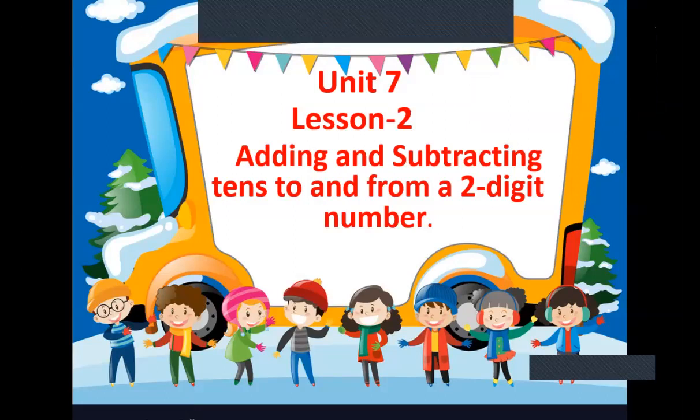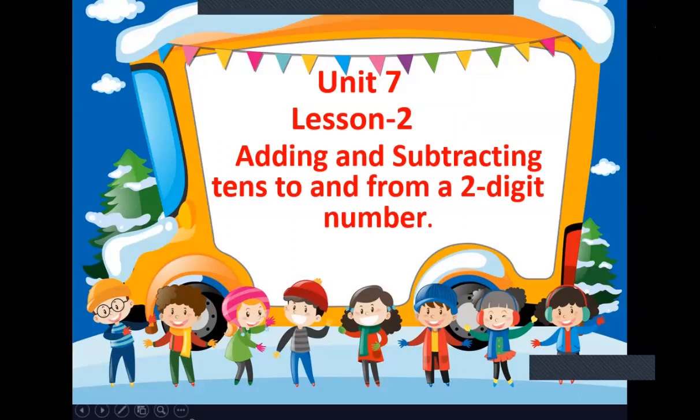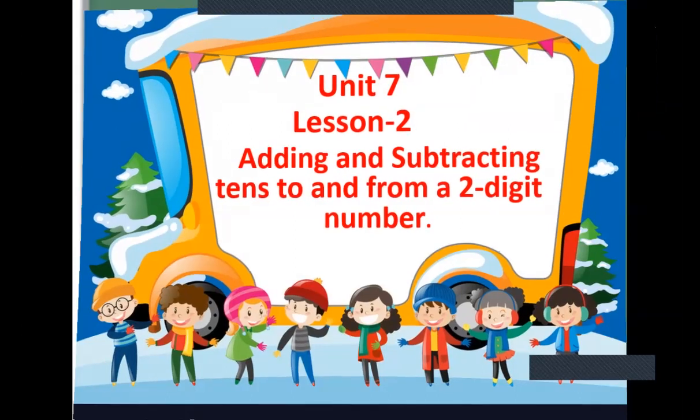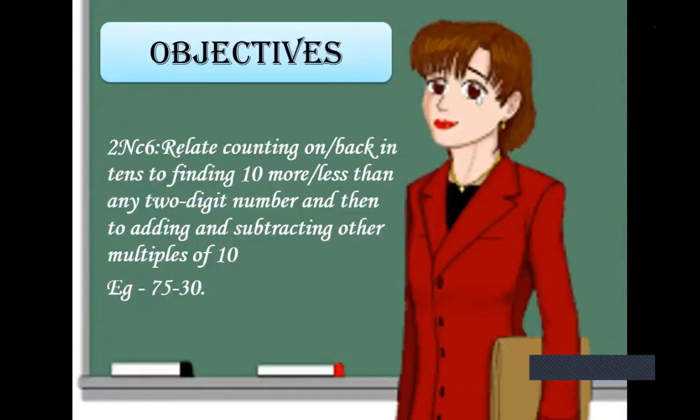Today we are going to learn Unit 7, Lesson 2, adding and subtracting tens to and from a two-digit number. The objective of the lesson is to relate counting on or back in tens to finding 10 more or 10 less than any two-digit number, and then to adding and subtracting other multiples of 10. Example: 75 minus 30.